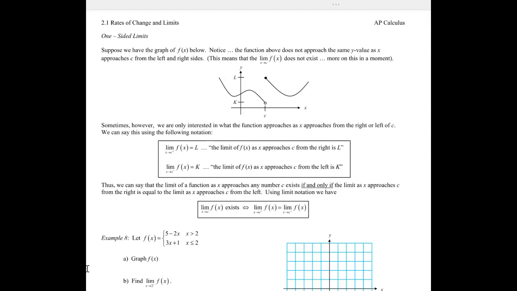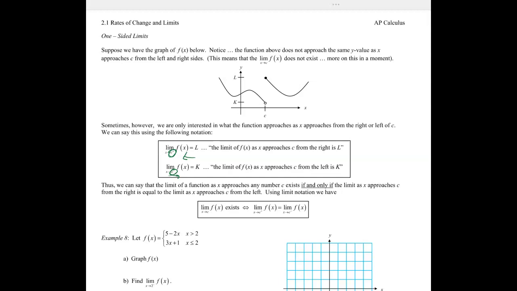Sometimes we are only interested in what's approaching from the right or from the left, and we can say that using the following notation. So we can say the limit of f of x as x approaches c from the right, that little plus sign right there indicates I am coming in from the right, is L, and then my limit of f of x as x approaches c from the left, again, that little minus sign this time now indicates I am coming in from the left, is equal to k.